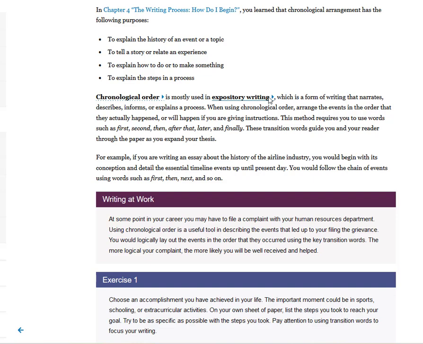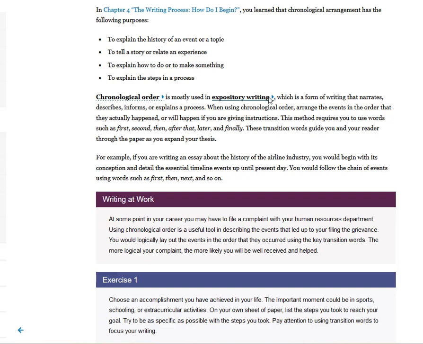And then you have to know all of that: to explain the history of a topic, to tell a story, to explain how to do something, to explain the steps in a process. And it's mostly used in expository writing. Expository writing is a form of writing that narrates, describes, informs, or explains a process.